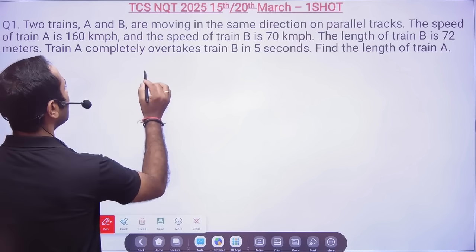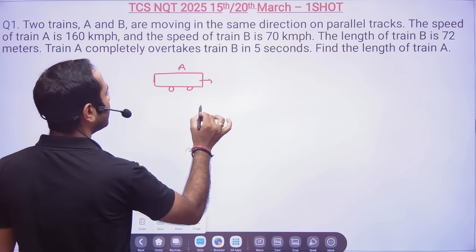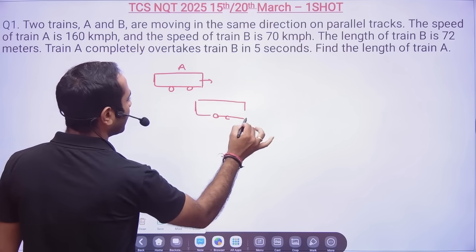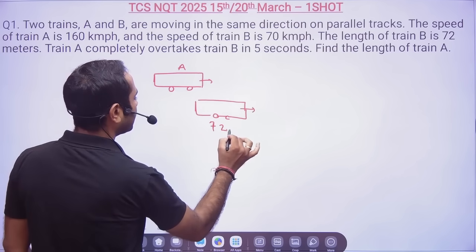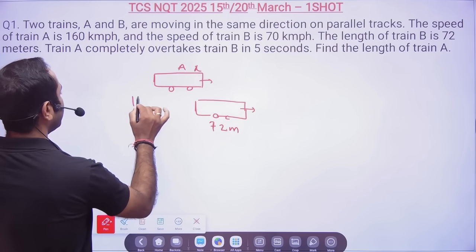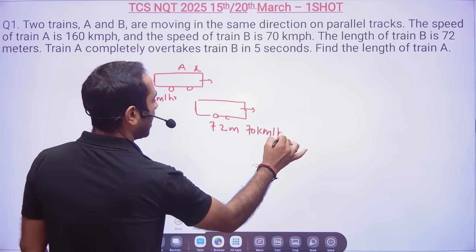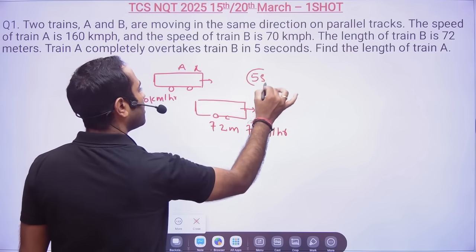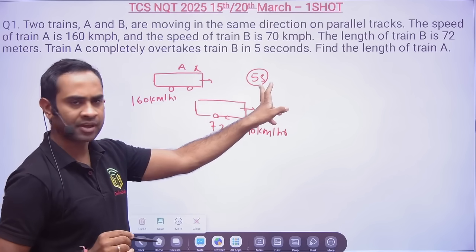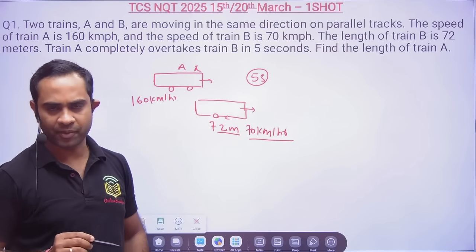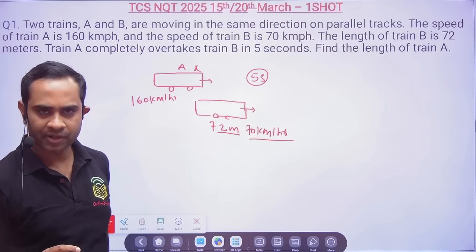Here, two trains are there. My train A, and then train B. Both are moving in the same direction, and the length of train B is 72 meters, and the length of train A we need to find out. Speed is 160 km per hour here, and the speed is 70 km per hour here. And train A crosses the other train in 5 seconds. One thing which you could see here, friends, the length is in meters and time is in seconds, but the speed is in kilometers per hour. So it is very important for you to convert this kilometer per hour into meter per second, but don't convert it here.